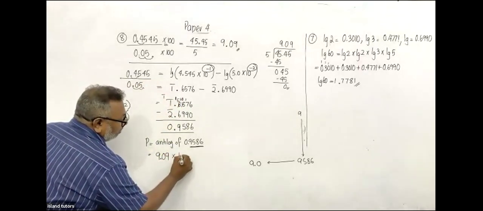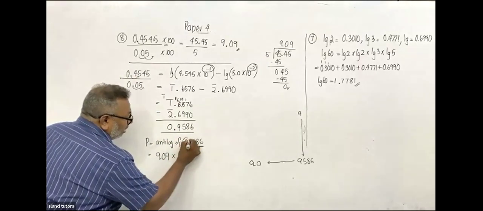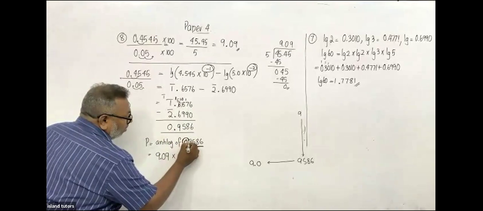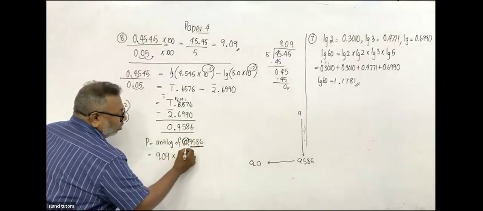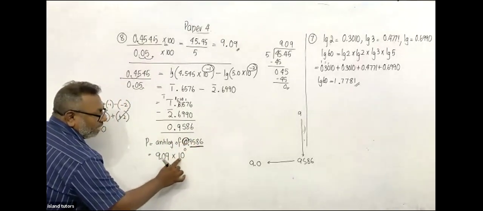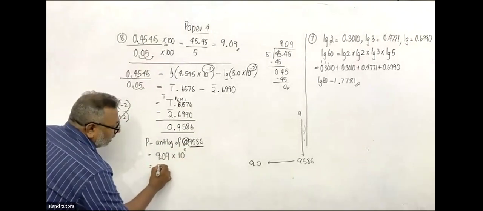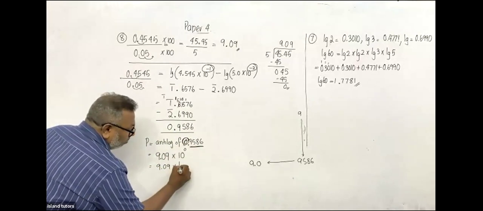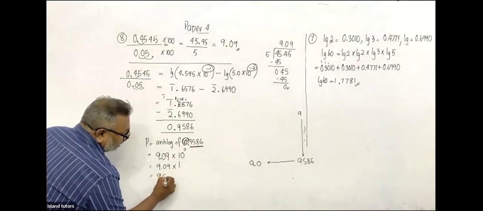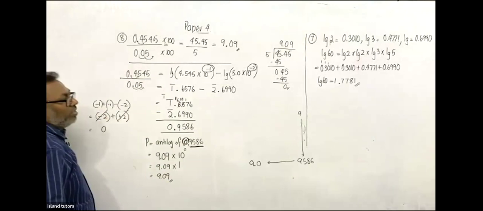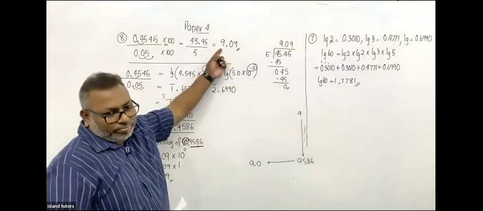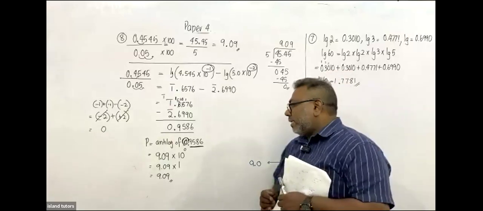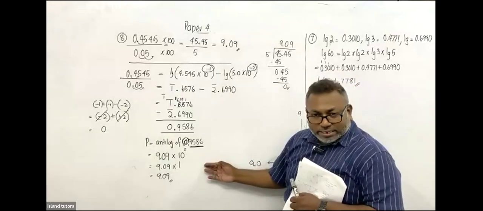9586 multiplied by 10 to the power. Your characteristic is determined by this value. So 10 to the power 0. 9.09 into 10 to the power 0 is 1. 10 to the power 0 is 1. So your answer is 9.0. Same answer. Okay. So I'm just showing you using the log table how to find it. Please take this down.